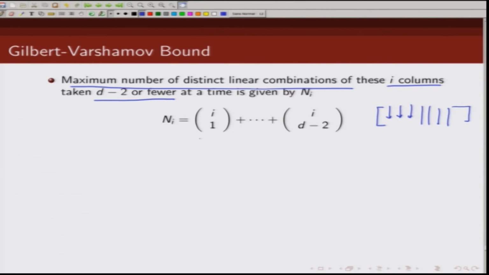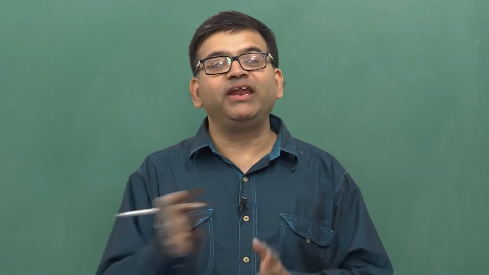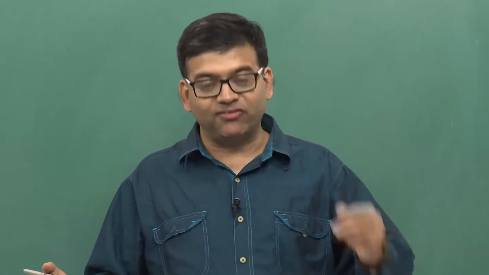If I take I columns taken 1 at a time, this is a number that I get, IC1. If I take I columns taken 2 at a time, I get IC2. Like that, if I consider I columns taken d minus 2 at a time, I get ICd minus 2. So, Ni will give me the number of possible linear combinations of these I columns taken 1 at a time, 2 at a time, 3 at a time, up to d minus 2 at a time.